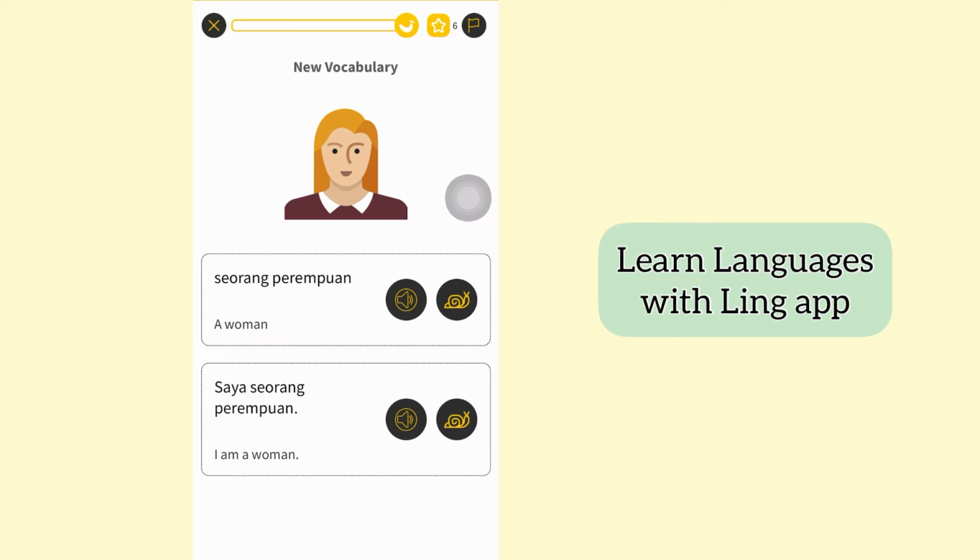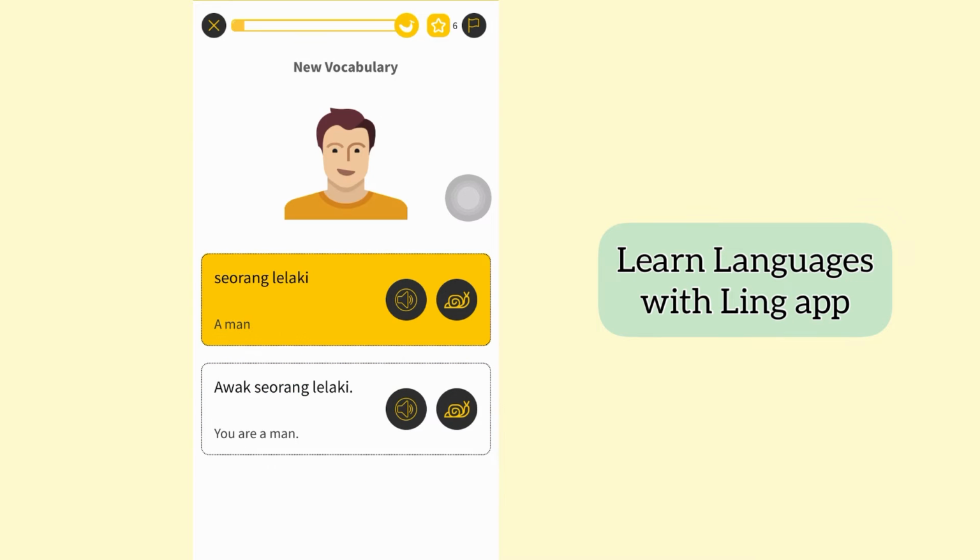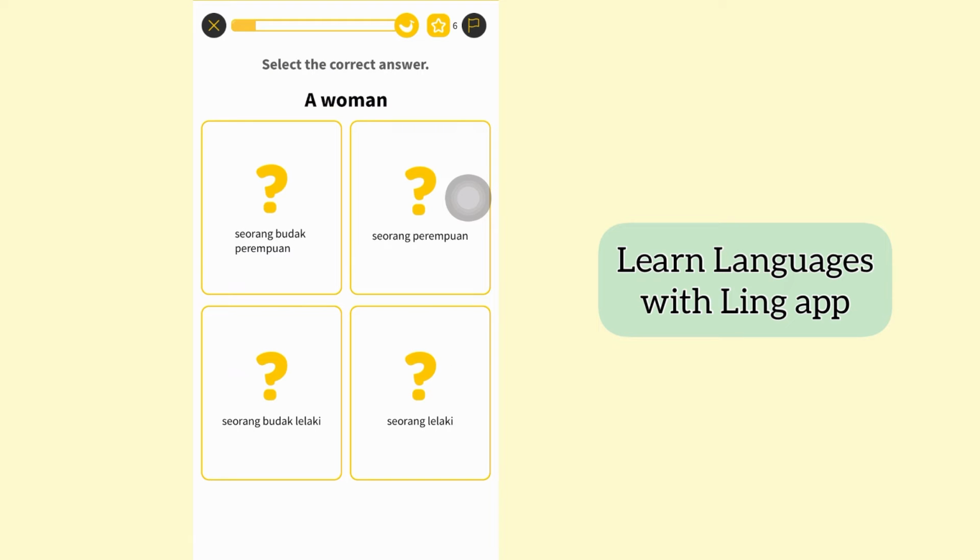Seorang perempuan. Saya seorang perempuan. Seorang lelaki. Awak seorang lelaki. Seorang perempuan.